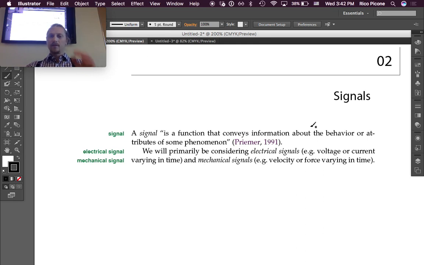So, signals. A signal is a function that conveys information about the behavior or attributes of some phenomenon. We're mostly going to be thinking about electrical signals like voltage and currents, and mechanical signals like velocity or force. Most of our signals are going to be varying in time, but technically you can have a signal that varies in another sense. In fact, we'll also consider what's called the frequency domain, and you could think of a signal as a frequency domain signal as well. So instead of a function of time, it would be a function of frequency.